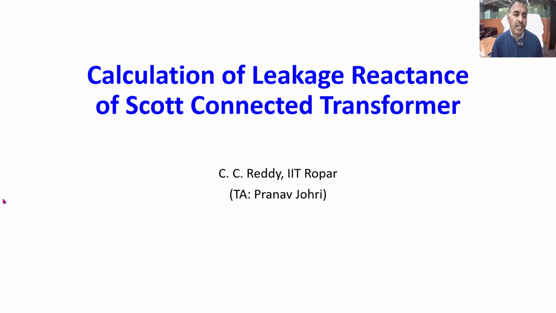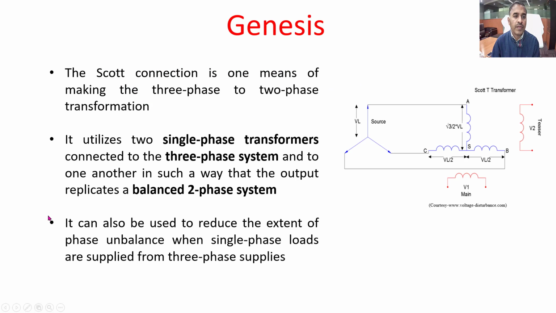In this lecture, we study the calculation of leakage reactance of a Scott-connected transformer. Genesis: the Scott connection is one means of making the three-phase to two-phase transformation. So that is the main purpose.